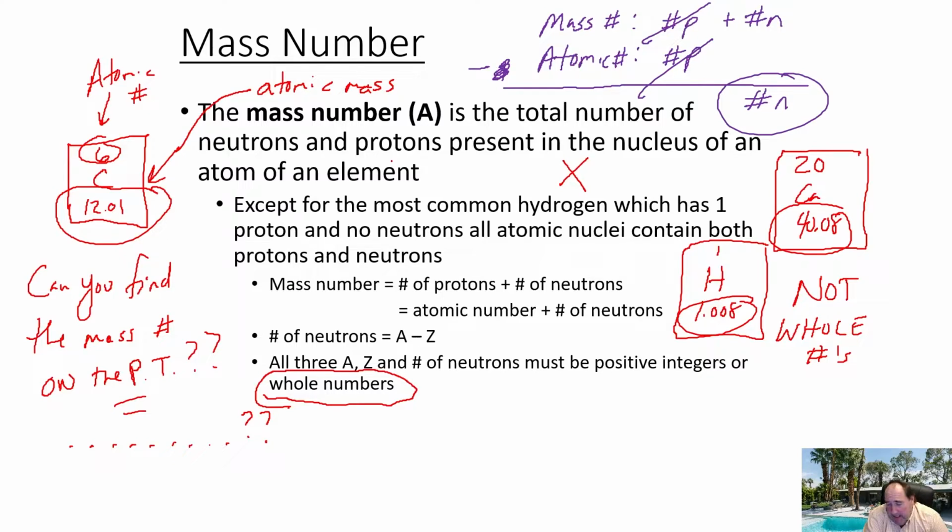So atomic number, yes, you find that on the periodic table. Mass number, no. If you need to figure out how many neutrons you have, it's mass number minus atomic number. You will have enough information given to you in these types of problems to figure out how many neutrons you have, or maybe you'll be given the neutrons and be able to figure out the mass number from that. So just keep that in mind. Only the atomic number is found on the periodic table.